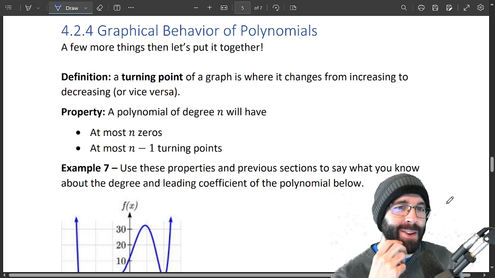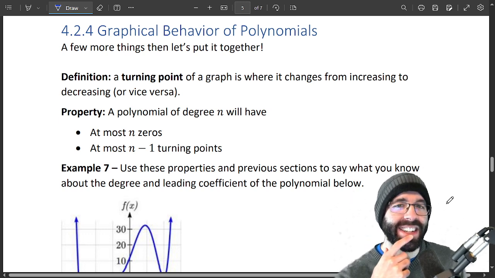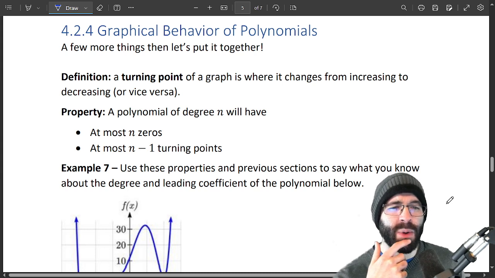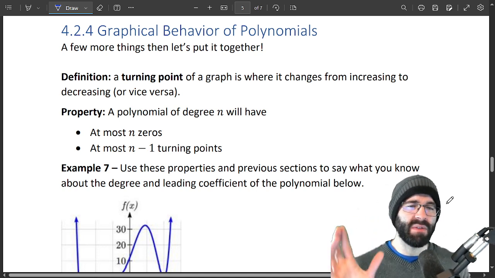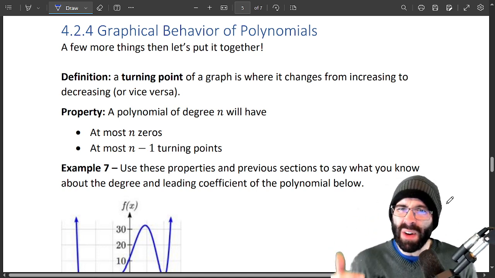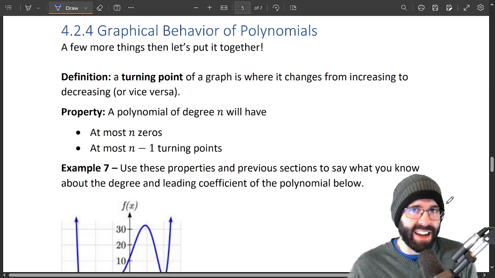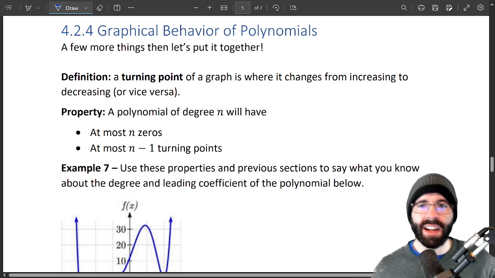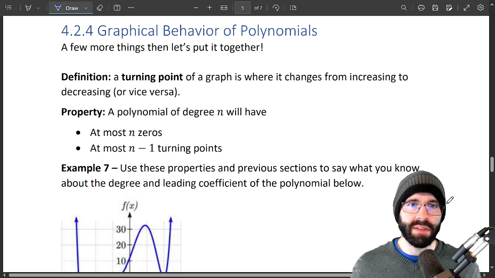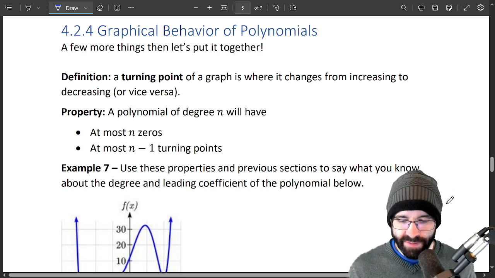Let's talk about graphical behavior of polynomials. This is a good one. I like this one. This whole 4.2 and 4.3 polynomials and rationals is kind of dry. We're just learning about how certain functions work. We're not using them that much. I think the using of the functions is more exciting. We're just learning the nuts and bolts, and we'll use the nuts and bolts later.